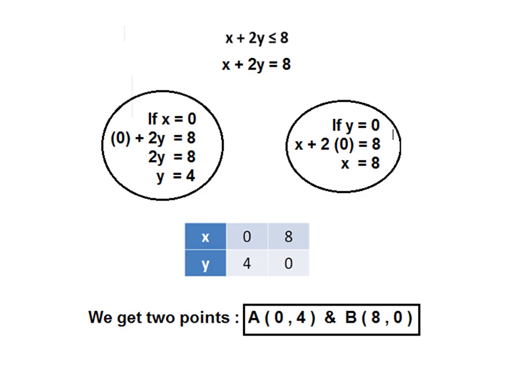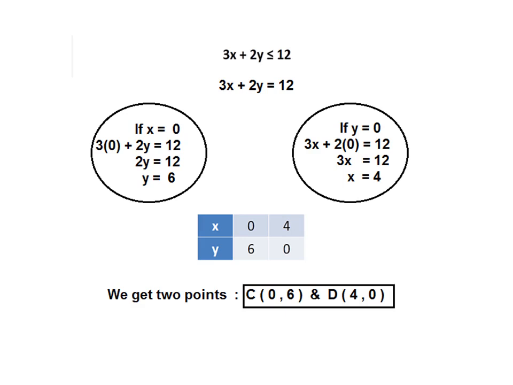Next, on the right side circle, to find the x-intercept, we put y = 0. When y = 0, then x + 0 = 8, that is x = 8. This time we get the point in the third column of the tabular column, which is (8, 0). So the next point, I'll call it B, is (8, 0). So we get two points here, (0, 4) and (8, 0).